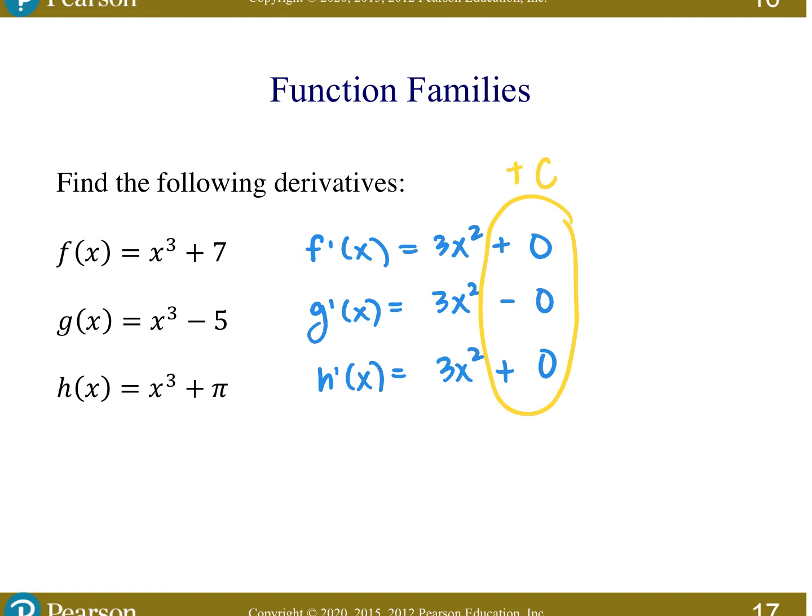But they all came from very different derivatives. They all came from the 7 and the negative 5 and the pi. So how can we know exactly what the plus c value is so that we can distinguish this one solution from another? If you just write plus c, how do you know what it is?